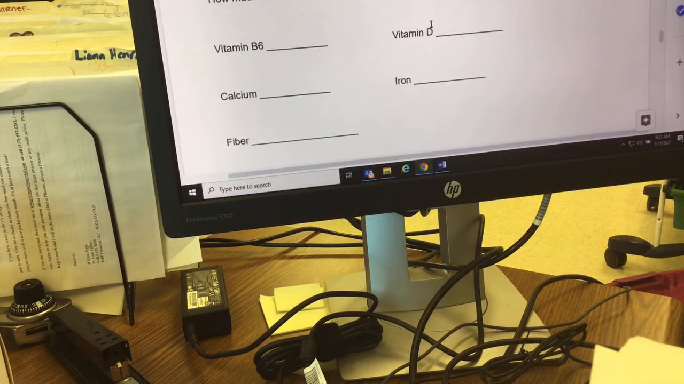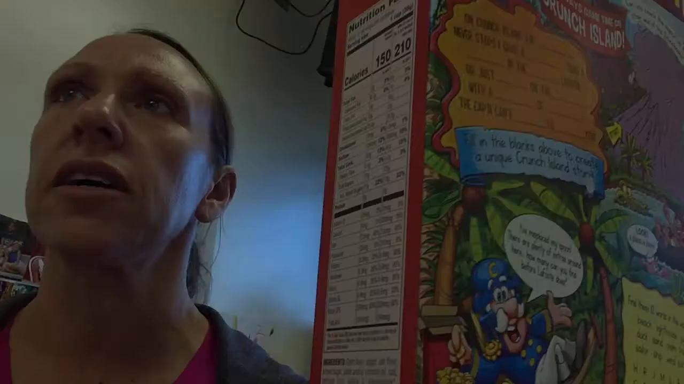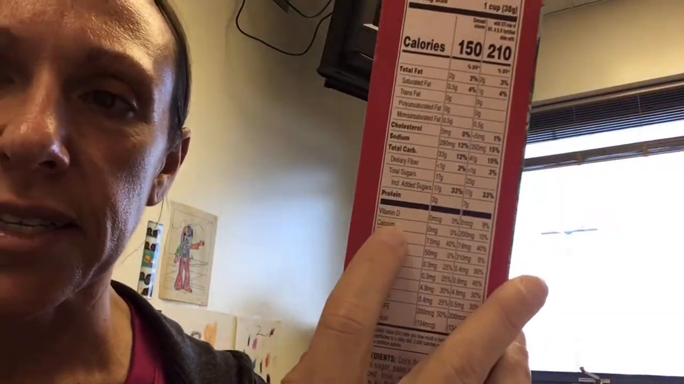If those aren't listed, which they should be on the new labels, then you can do vitamin A and vitamin C and just leave it on your paper. You can just change it, right? Just kind of like how I'm changing it as we go. So I had on here vitamin B6, well, vitamin D, there's none, right?